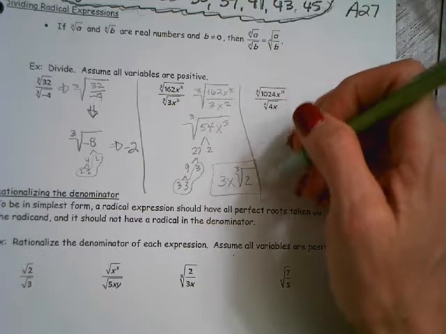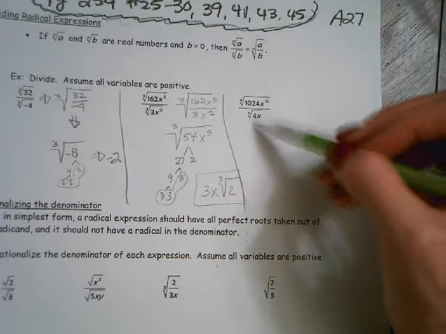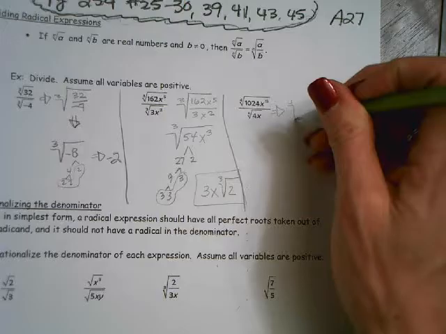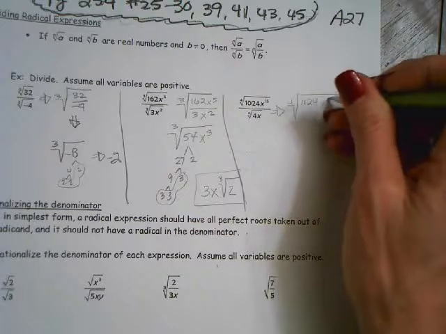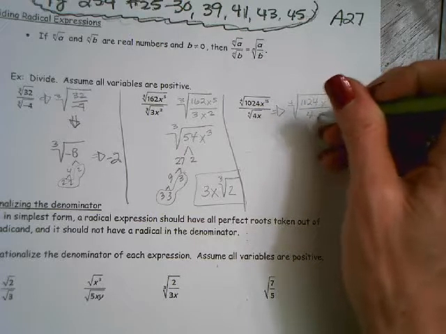Okay. Alright, let's look at this next example. So I have the 4th root of an expression over the 4th root, so I can rewrite this as the 4th root of 1024 x to the 15th all over 4x.